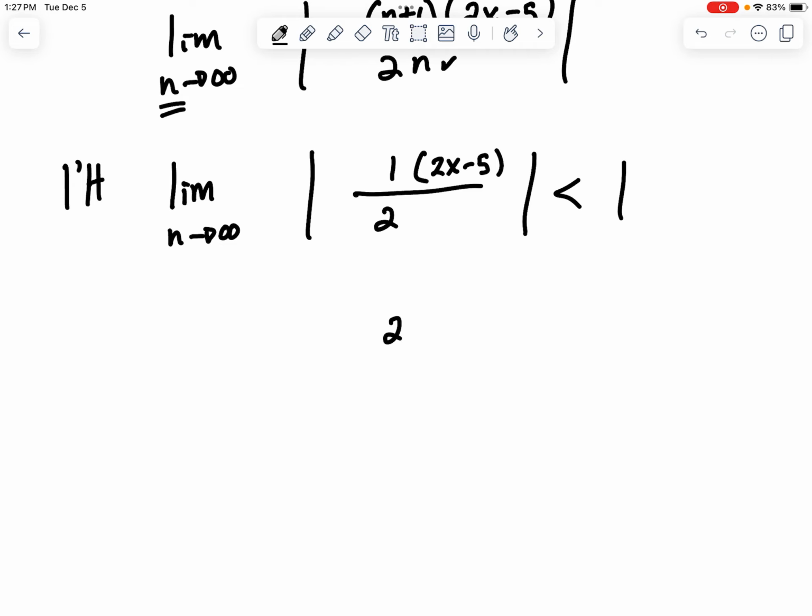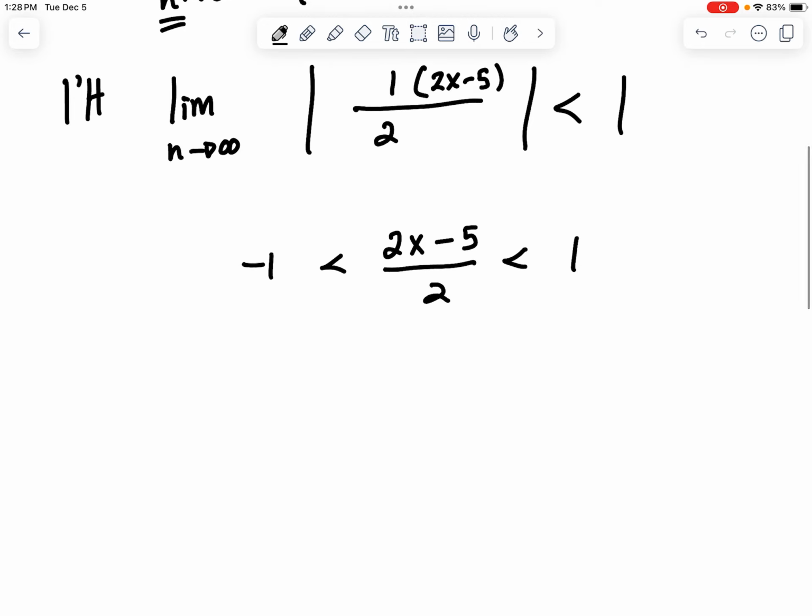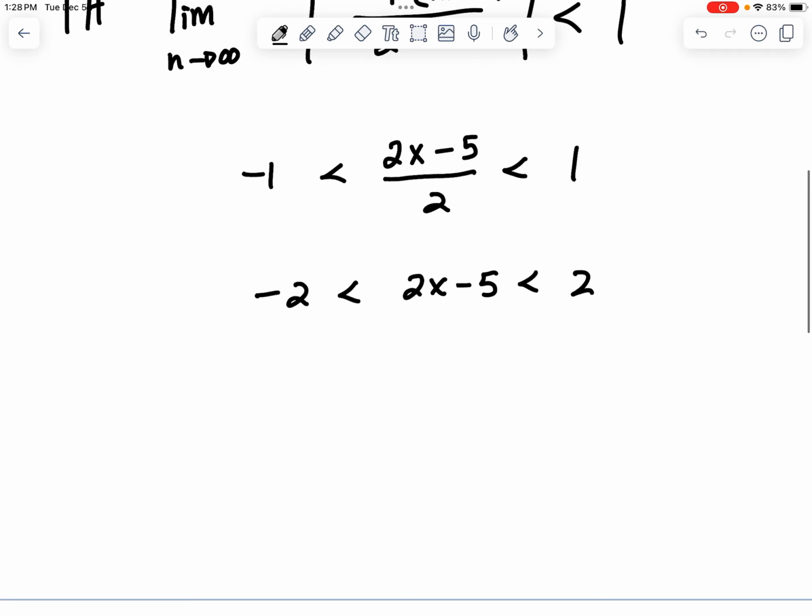So in order to eliminate the absolute value, I could just say this 2x minus 5 over 2 can be sandwiched between a negative 1 and a positive 1. And then just do the algebra to solve for x. So multiply all three sides by 2. And then add 5. So add 5. Don't want to mess up my arithmetic.